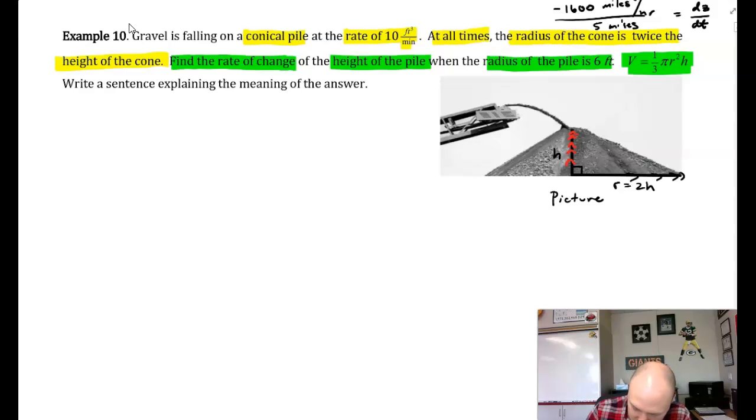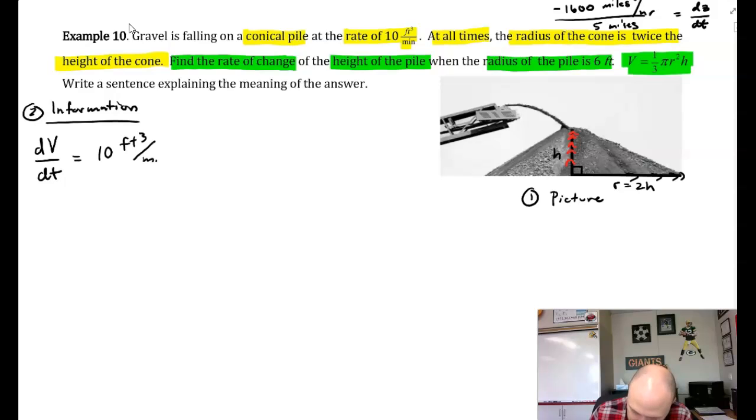Well, they told us, I have my picture, now I need information. All right, this is step 1, step 2. Okay, information. They told us the volume. I know that the volume is changing at a rate of 10 cubic feet per minute. And maybe you're like, how did you know that that was volume being added? Well, look at the units. The units can tell you a lot about a problem. We have cubic feet. So anything cubic, that's going to be volume.